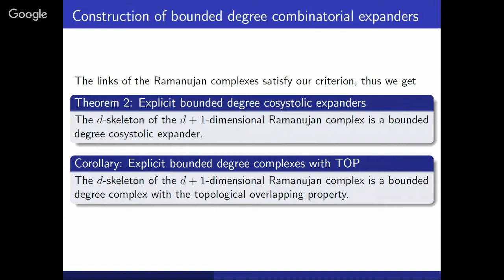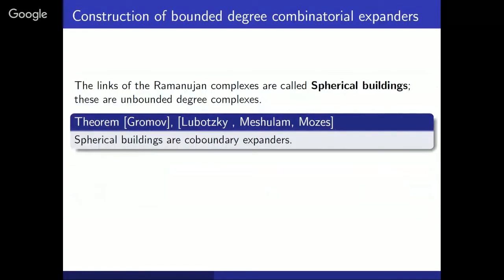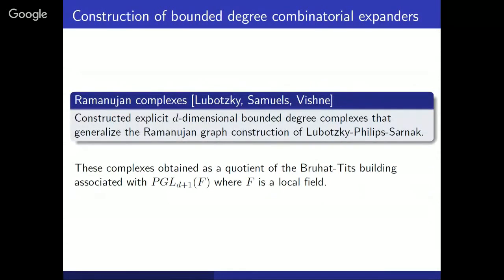So my construction is to take the Ramanujan complexes, which is a known construction. But I cannot say that the Ramanujan complexes themselves are. I cannot take the d-dimensional Ramanujan complex and say that this is a d-dimensional complex with a topological overlapping. I have to take its d minus one skeleton, so I lose something. So if I want a d-dimensional complex that expands, I have to take the d plus one Ramanujan complex, which is explicitly known, and take its d skeleton. And this is the construction. So what we show is that the d minus one skeletons have the property that we want. All right. Thanks.